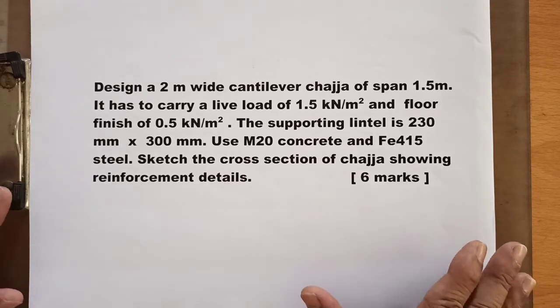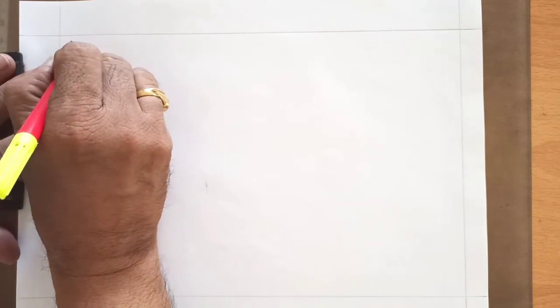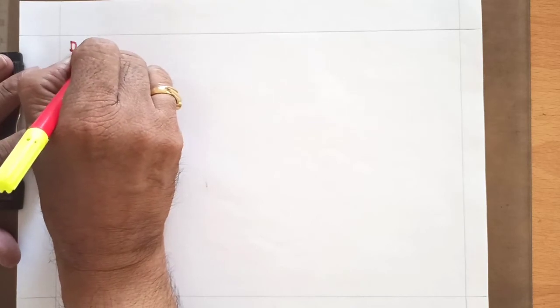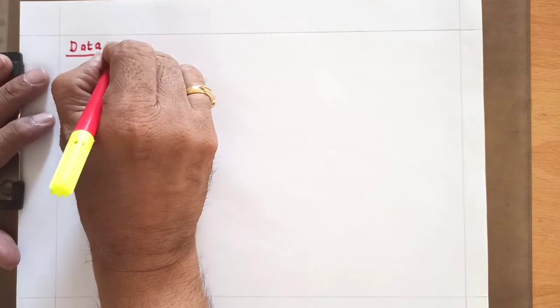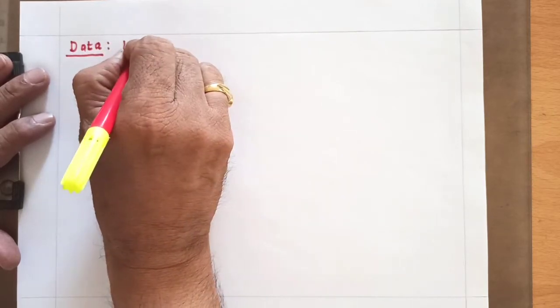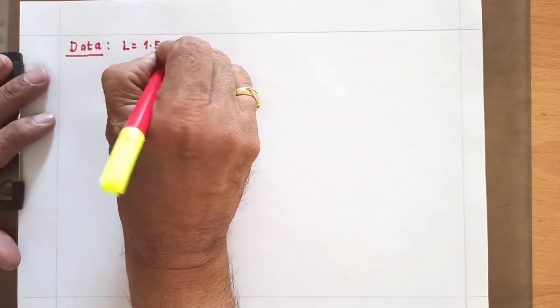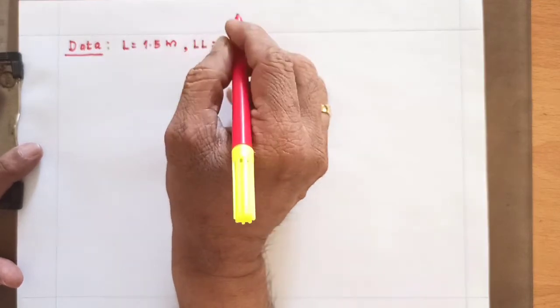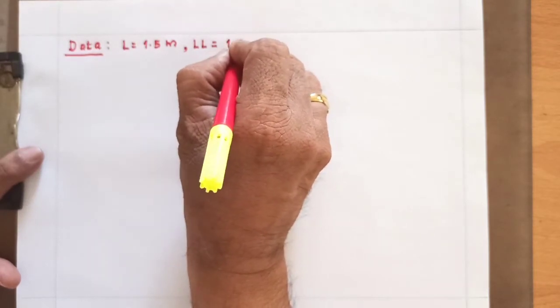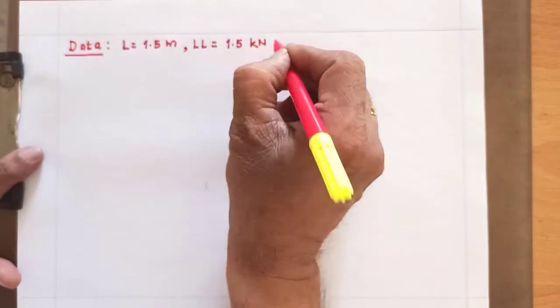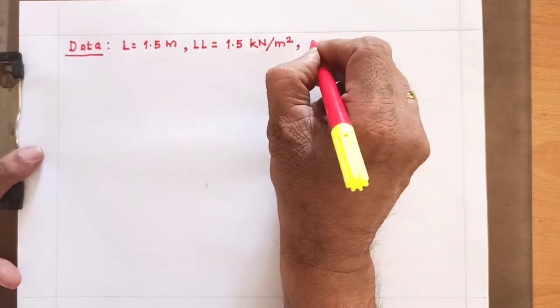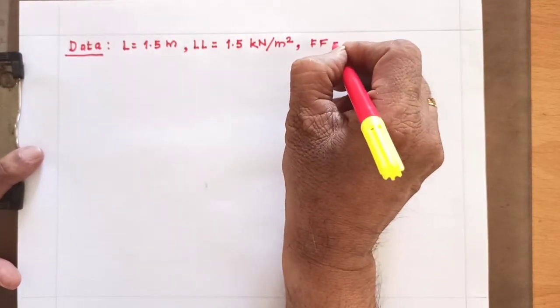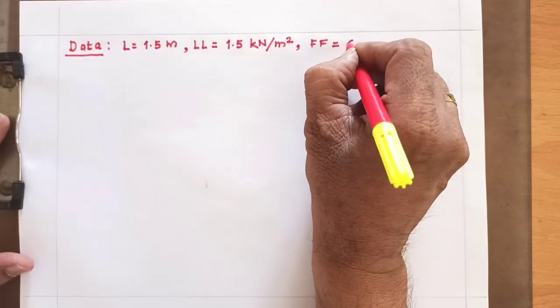And now let us see how to solve this problem step by step. Let us first write down the given data. In this given data, we are given the span, that is 1.5 meter, then live load is given, intensity of live load 1.5 kilonewton per meter square, then floor finish is also given. Now as it is a chhajja, floor finish and live load is less. Floor finish is 0.5 kilonewton per meter square.